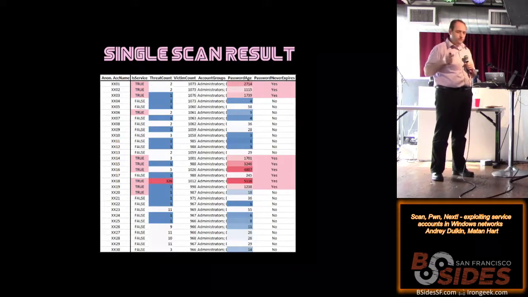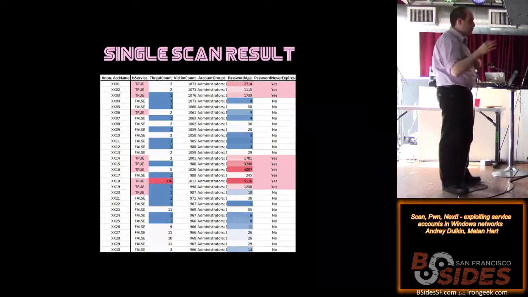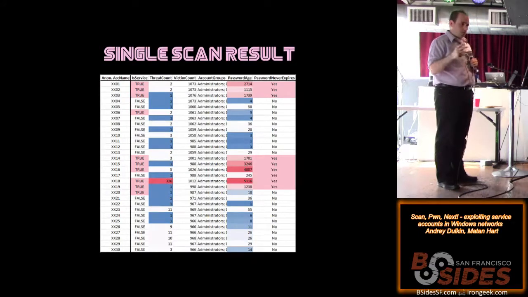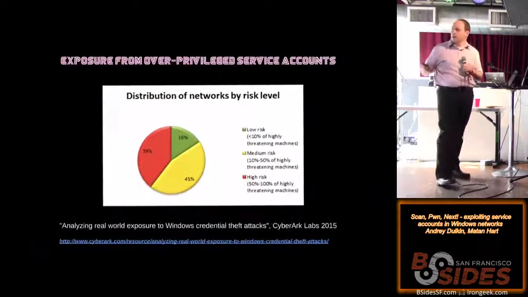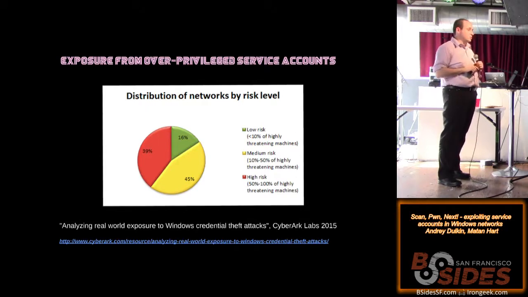And what we do is we created this metric, and we split all the networks that we examined into one of three groups: the low risk, the medium risk, and the high risk. And this is just the risk according to the service accounts. And then again, you can see, except for the pie, but over 40% of the networks that we scanned were at high risk of total compromise due to service accounts being present on a majority of the machines in them. Not just service accounts, but the credentials for those accounts.